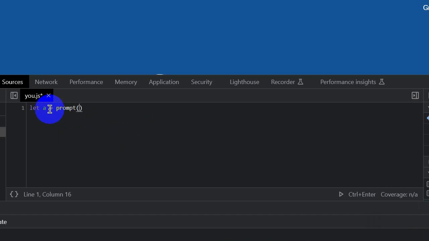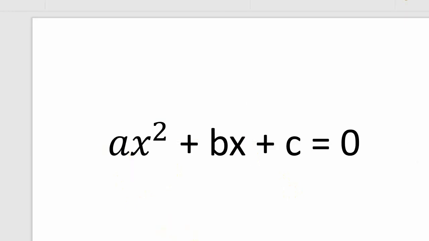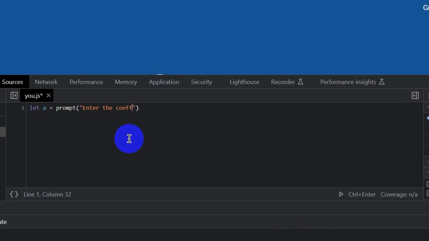So click on the bracket, input, enter, and just write: enter the coefficient. This a is representing a number, so the coefficient, this a. Enter the coefficient of x squared.